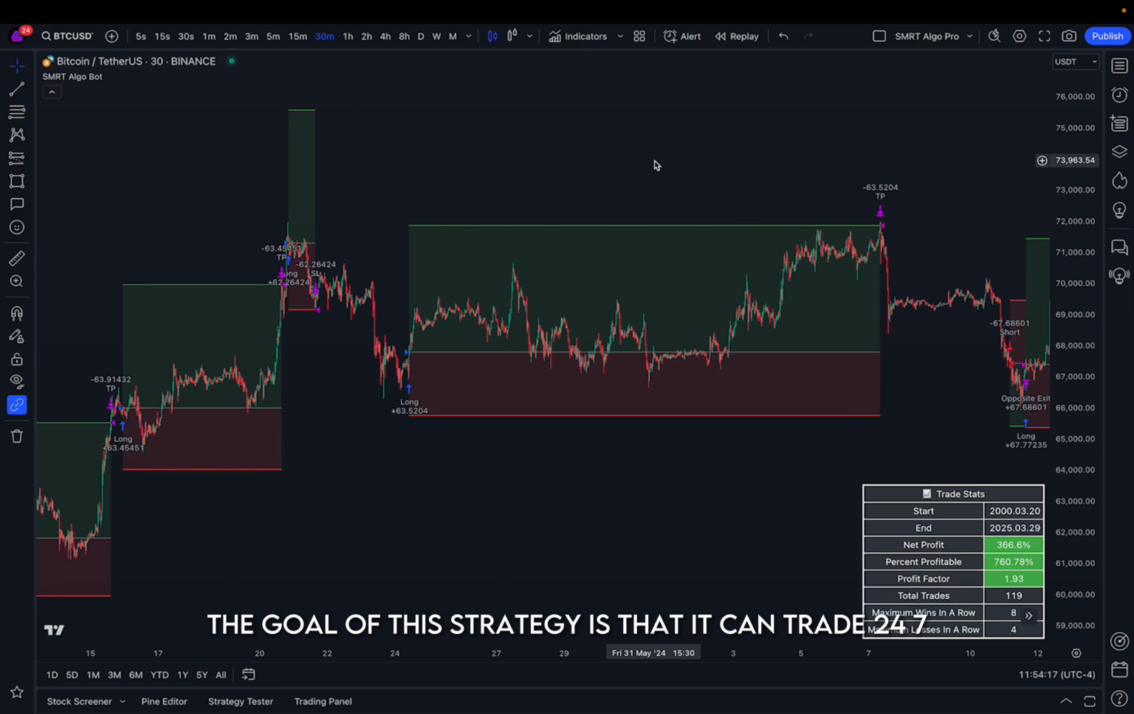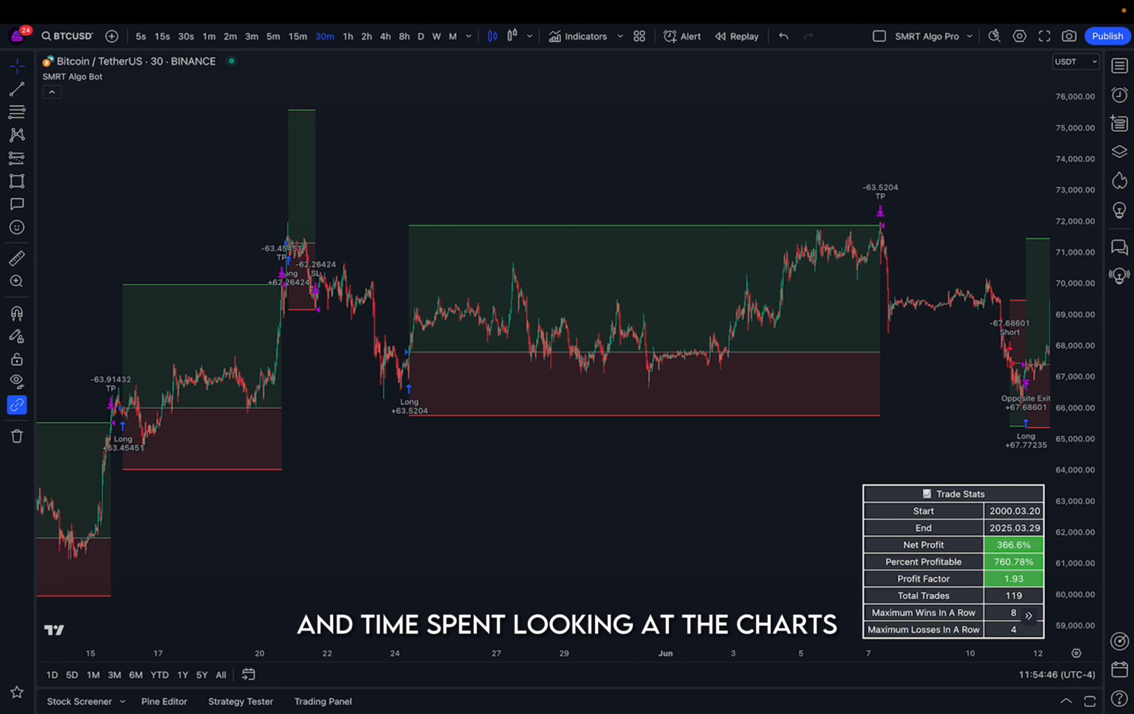The goal of this strategy is that it can trade 24/7. Because you can automate it, you don't have to look at the charts all the time or set alerts and look at your phone when there is a signal. It will take trades automatically for you. And the objective of the strategy is basically maximizing profits and minimizing the risk and time spent looking at the charts. So I know a lot of you guys will have questions like how you can automate this.